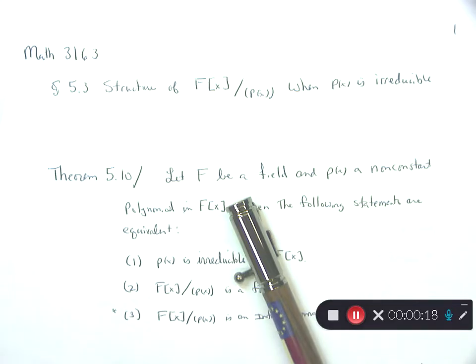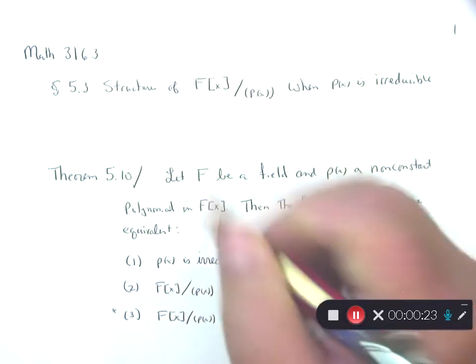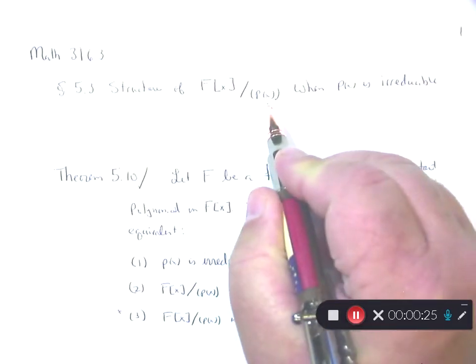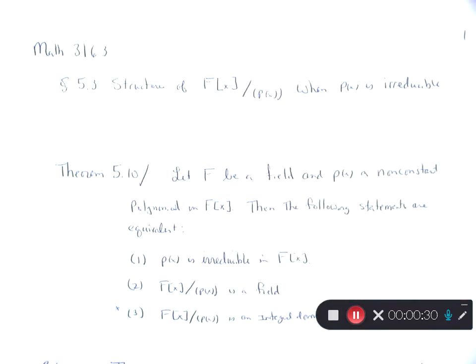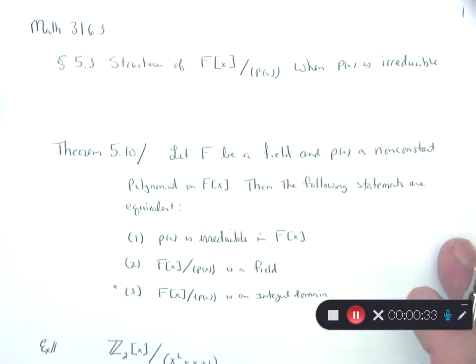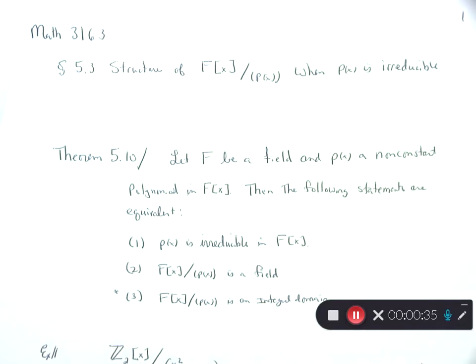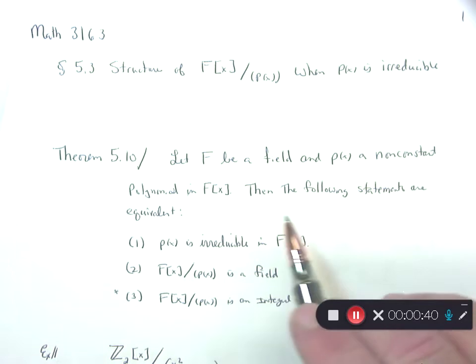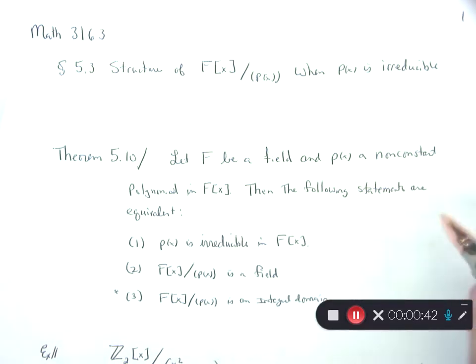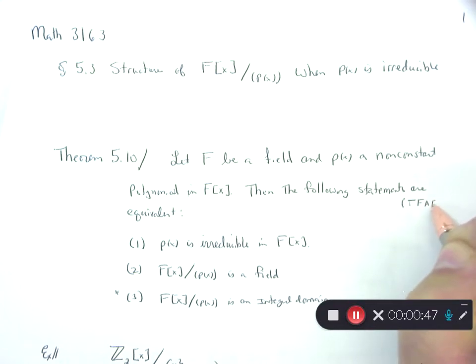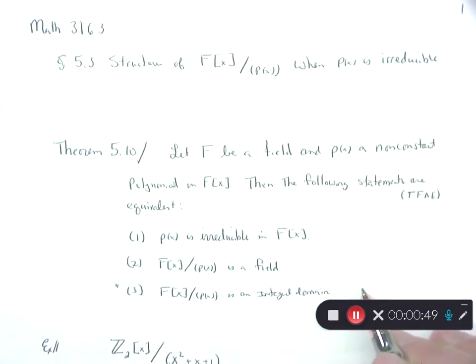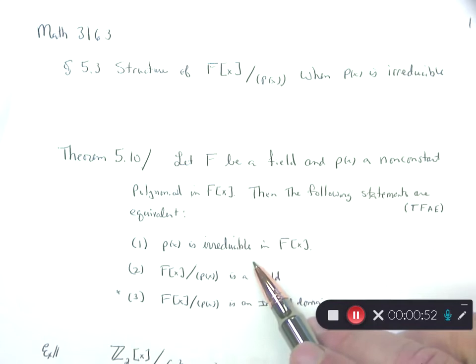So here is section 5.3, the structure of F adjoined x modded out by p of x when p of x is irreducible. Again, we're looking for the structure, what kind of ring we're going to have. Theorem 5.10 says this: let F be a field and p of x a non-constant polynomial in F adjoined x. Then the following statements are equivalent. The famous T, F, A. The following are equivalent. Number one, p of x is an irreducible polynomial.